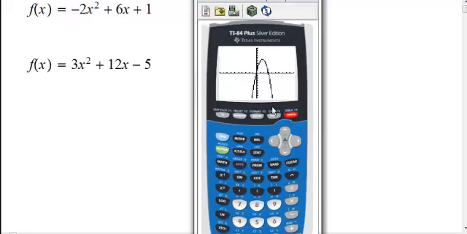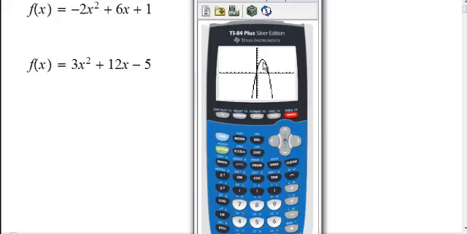Now say we want the coordinates of this point, the highest point. Now we will do it algebraically, but since we are using the calculator, let's look at the calculator also. So if I look at that, say this is the highest point right here.